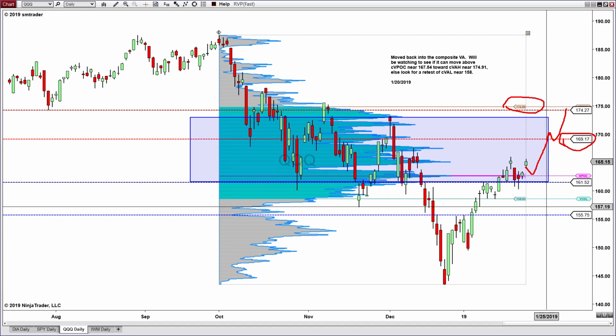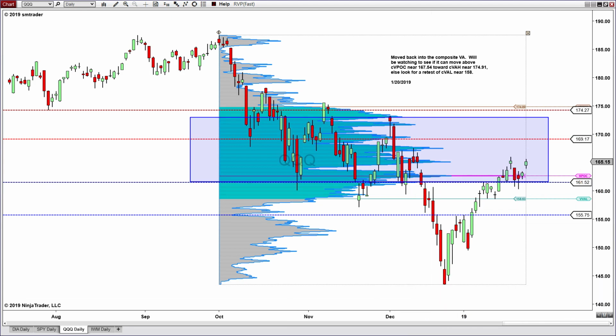Okay, because we do have this range here, highlighted in this blue area, this range that it has been bouncing around in before it broke down in December, and now it's trying to get back into this range. For any type of range, if you look at the balance area, it basically goes from one extreme to the other. So right now I'm looking for this price to move up to the top of this range and possibly get into the value area high, right?